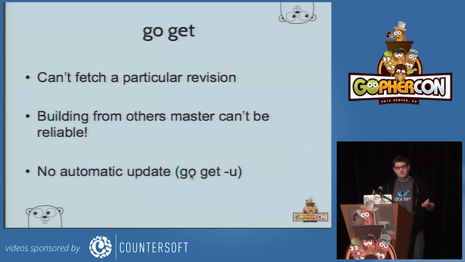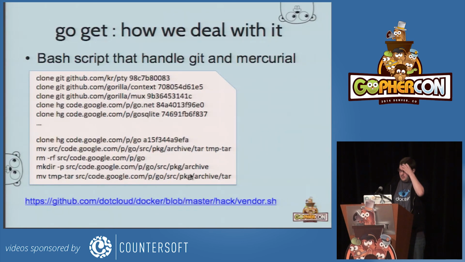For example, if we have one contributor who was working on a project using SQLite a year ago, he probably has the SQLite package on his system. And if today he wants to compile Docker, he will get the Docker code, but it won't compile because he has to manually do a go get -u to update the SQLite package. And we have so many people trying to hack with us on Docker. It was really an issue for us.